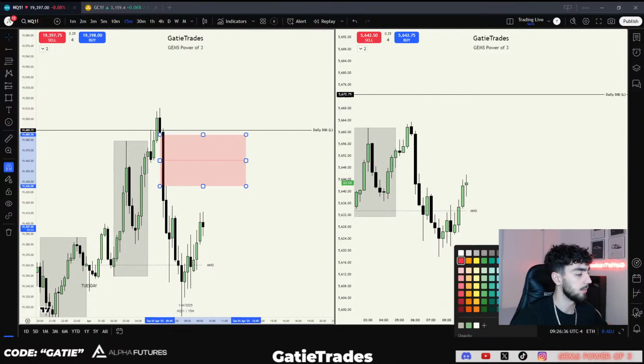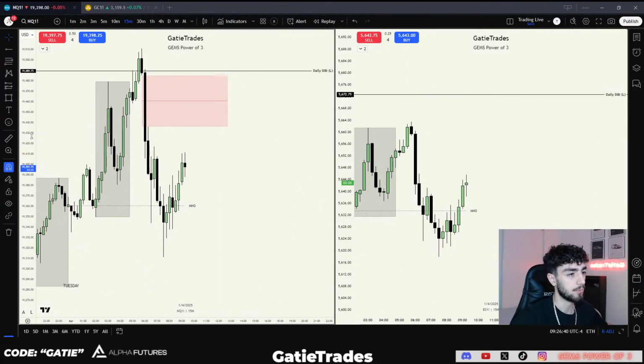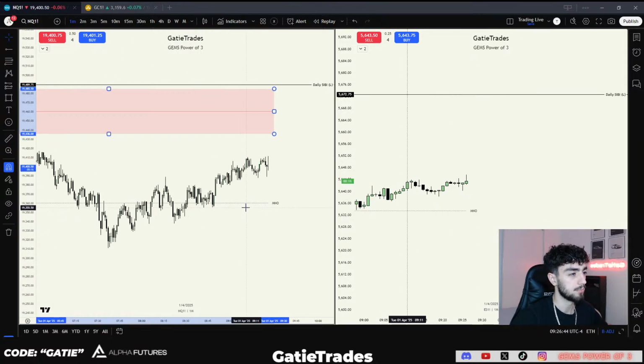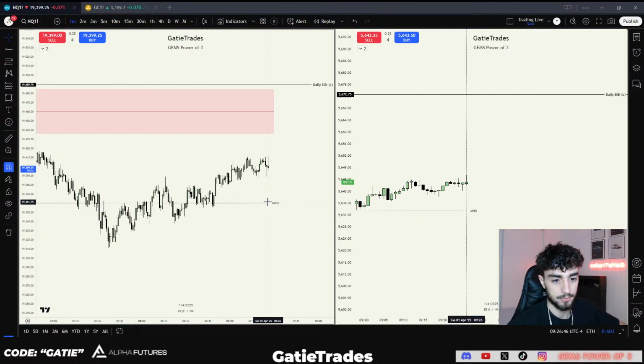Someone said, what's the difference between a SIBI and a fair value gap? A fair value gap, you expect it to be retraced into to offer fair value. SIBI is just a SIBI. It's just being balanced.